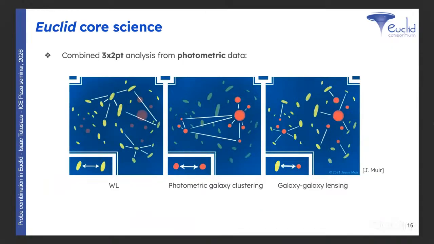So nowadays, when we say photometry in a cosmological analysis, we always refer to 3x2 point, which is basically a combination of 3 probes, but we usually consider 2-point statistics as observables. So we can correlate the shape of galaxies, that's weak lensing, the position of galaxies, galaxy clustering, photometric, and the cross correlation. So we cross correlate the shape of background galaxies with the position of foreground galaxies, which is also called galaxy-galaxy lensing. And when we do the full combination, that's 3x2 point.